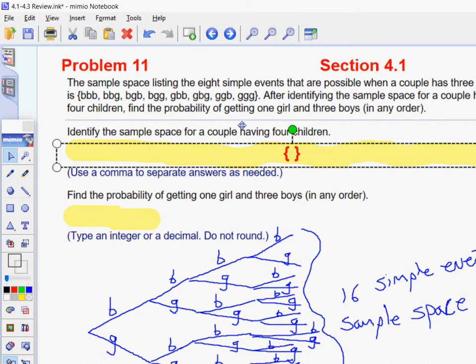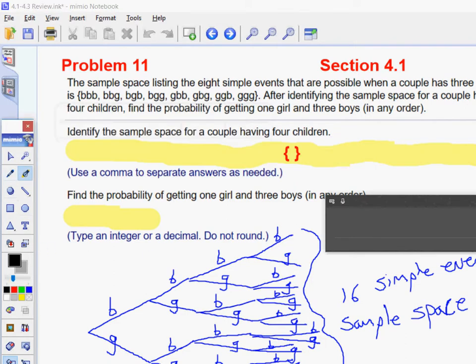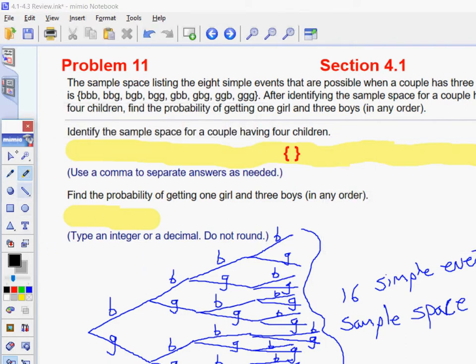Let's see if I can do this without error and quickly. All right, let's type these in real quick. Okay, now I'll just show you what I'm doing here. Okay, so here's what I'm doing.